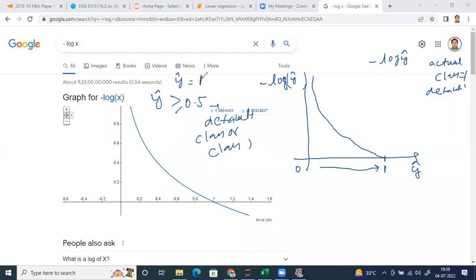Is there any confusion, everyone? You can say confidently it belongs to the default class. Tell me, right or wrong? You can confidently say, because the condition is y hat should be greater than or equal to 0.5, then my default class is class 1. When y is equal to 1, is there any confusion? You will quickly say it belongs to the default class only.